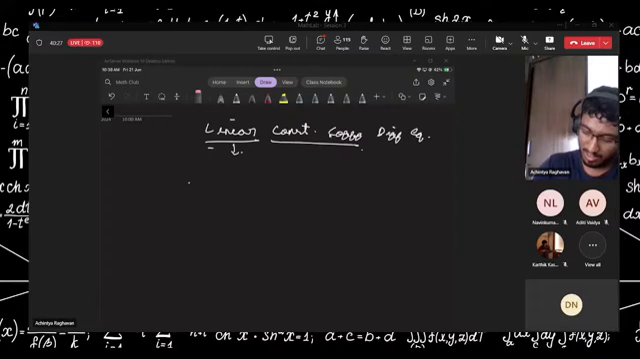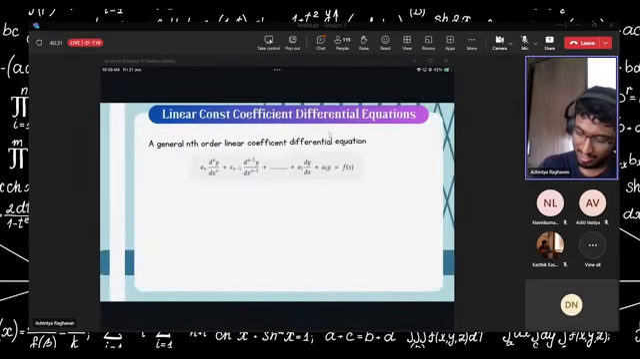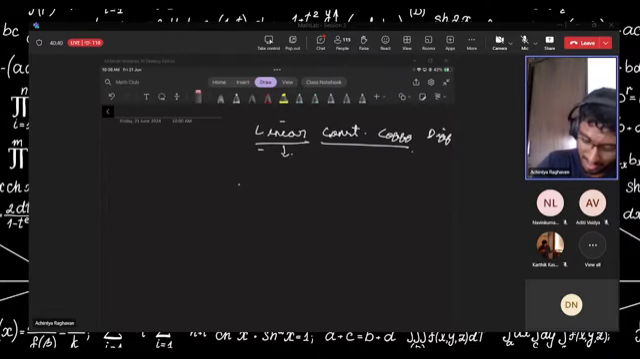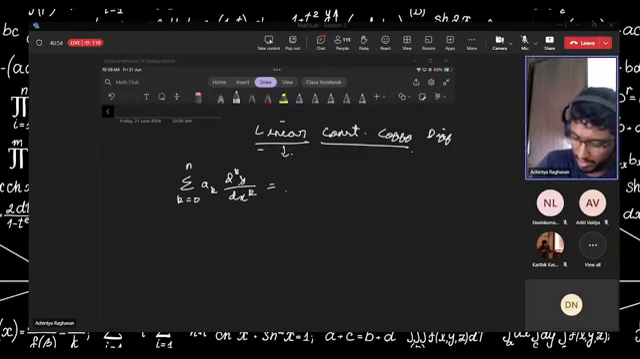In general, the nth order linear constant coefficient differential equation is of this form. The way I'm going to represent it throughout this session is the summation of a_k d^k y by dx^k, with k ranging from 0 to n, is equal to f of x. This is how I'm going to represent it throughout the session.